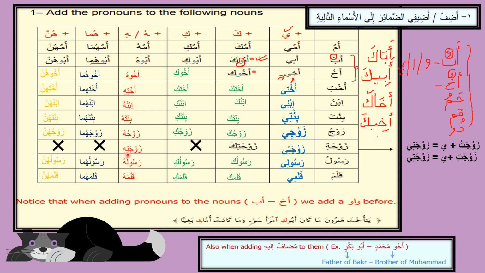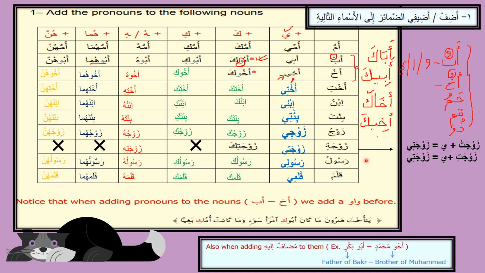Zawjatihi, his wife. And zawjatihuma or zawjatihinna cannot be. So rasulu, rasuli, the lam was forced to take a kasra with the ya mutakallim. And rasuluka, rasuluki, rasuluhu, rasuluhuma or rasuluhunna. Qalama, qalami, the meem was forced to take a kasra here. Qalamaka, qalamaki, qalamahu, qalamahuma, qalamahunna.